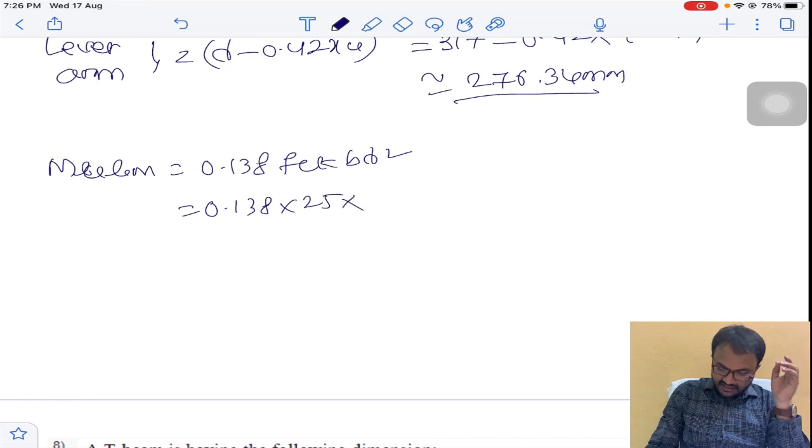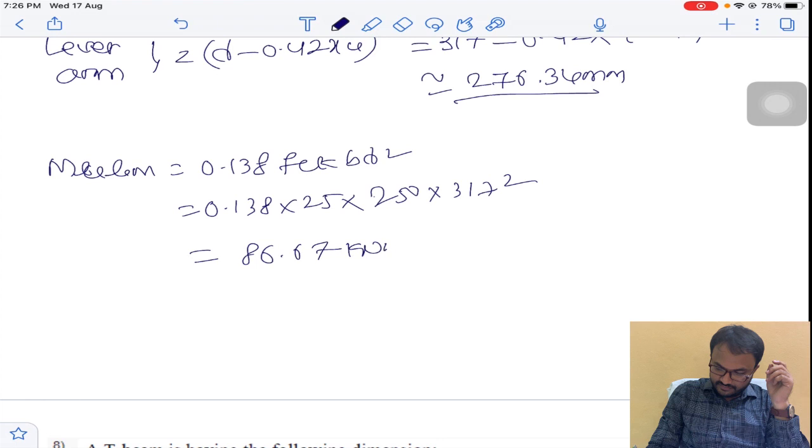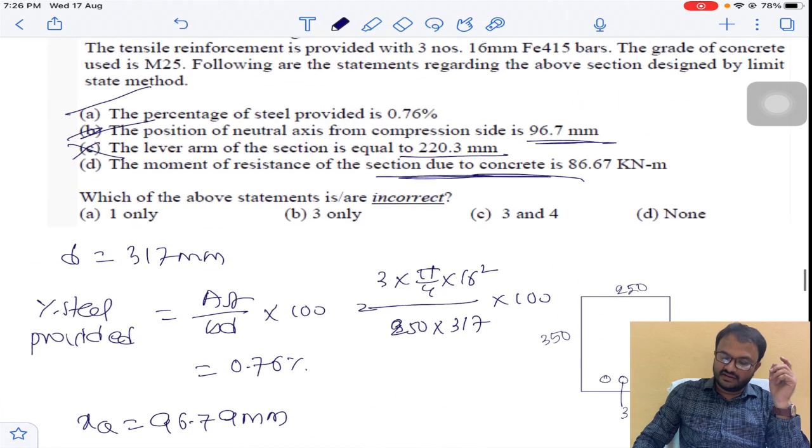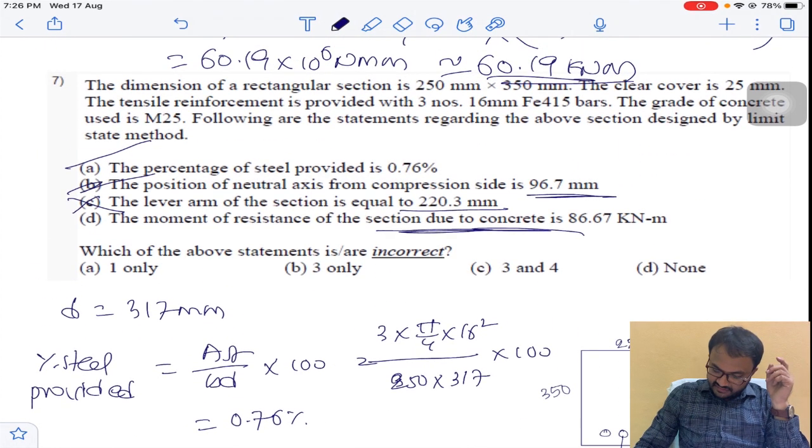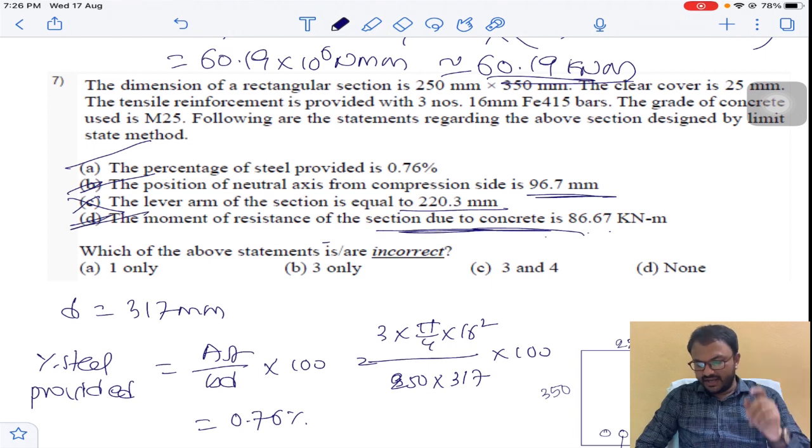0.138 FCK, where FCK is 25, B is equal to 250 and D is equal to 317 square. It will be 86.67 kilonewton meter. Clear? So moment of resistance of the section due to concrete is 86.67 kilonewton meter. So statement D is also correct. Now A, B, D are correct. Only C is wrong. That is, only statement 3 is wrong.